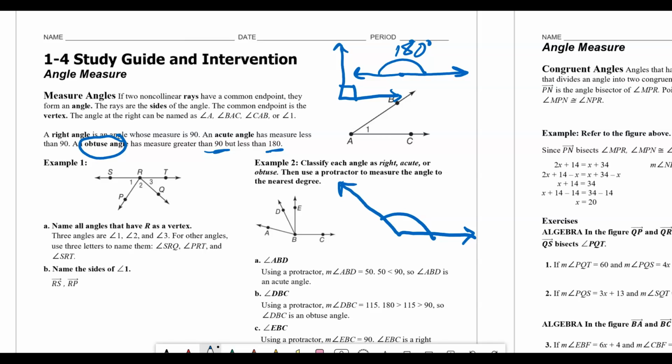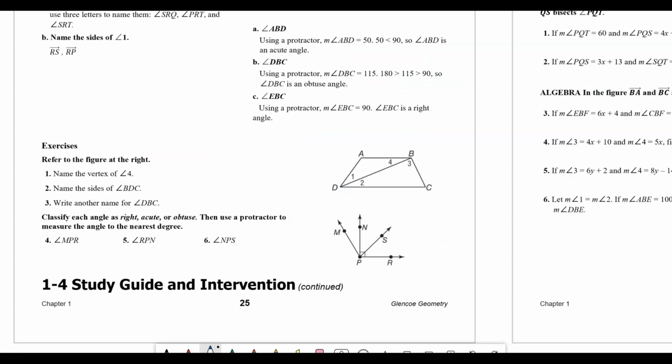But we want to really just focus on acute angles that are less than 90 degrees, obtuse angles, and then right angles specifically. Like I said, just due to availability, we won't follow any directions that say to use a protractor, but let's make sure that we can simply classify the angles as acute, obtuse, or right.